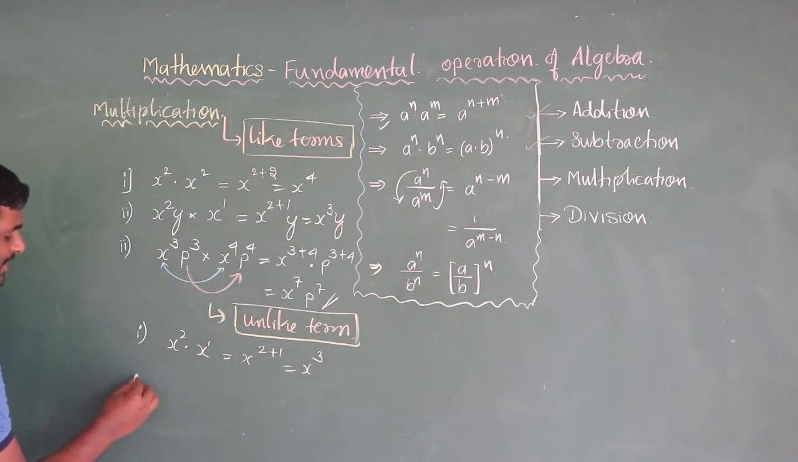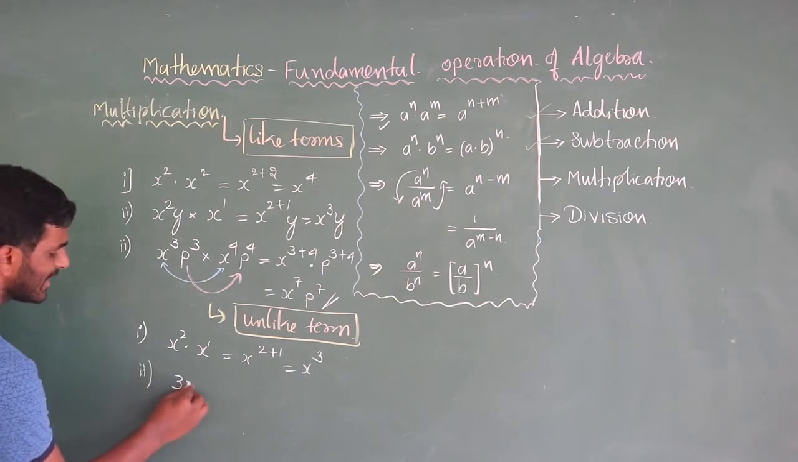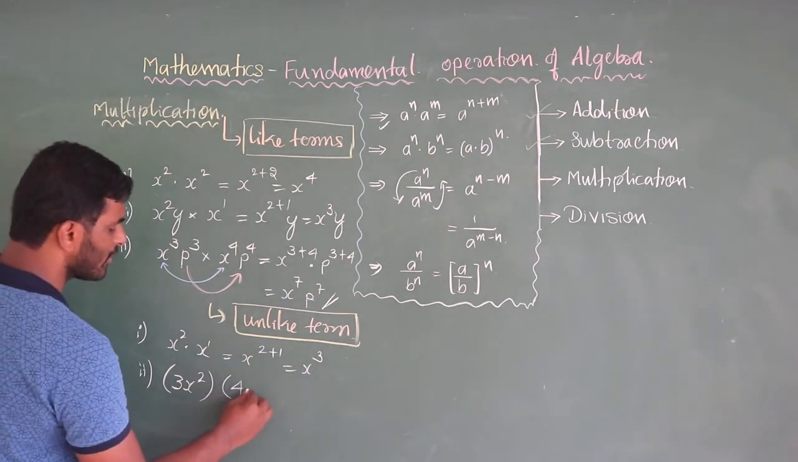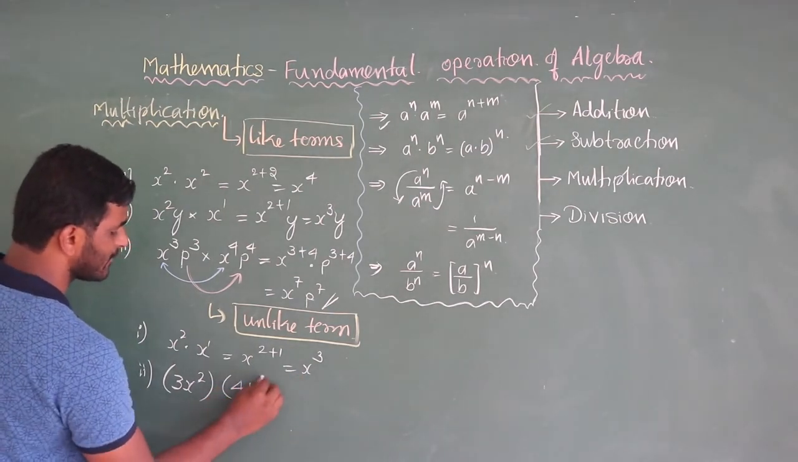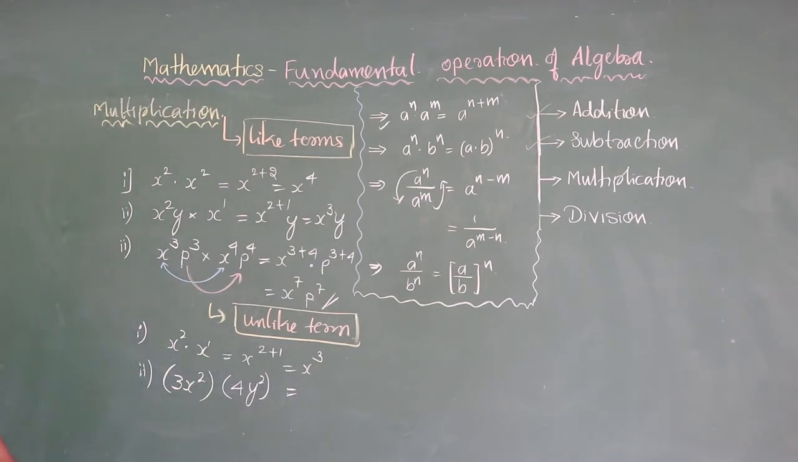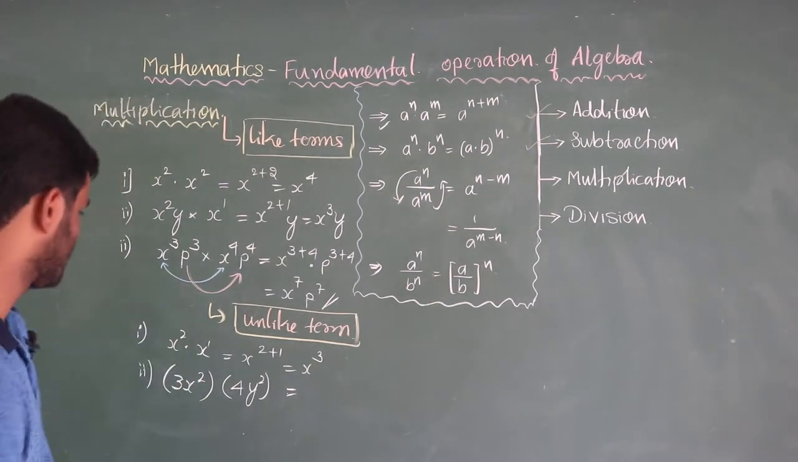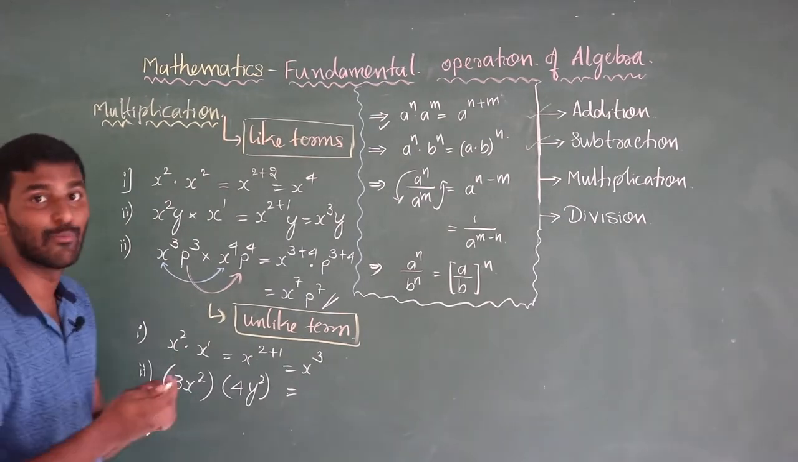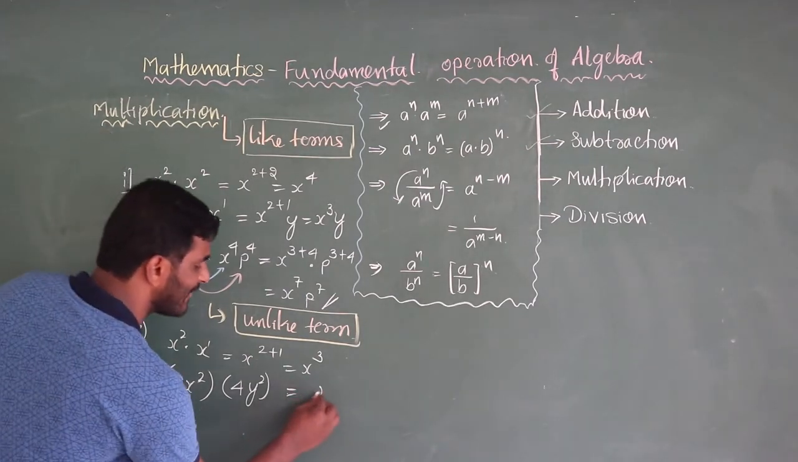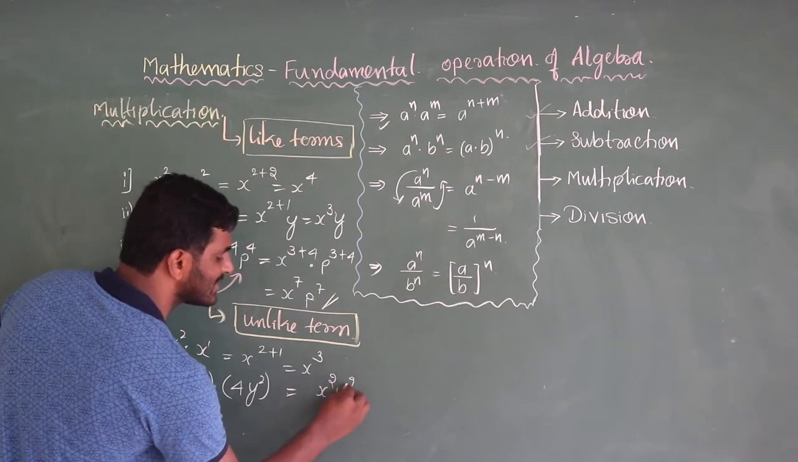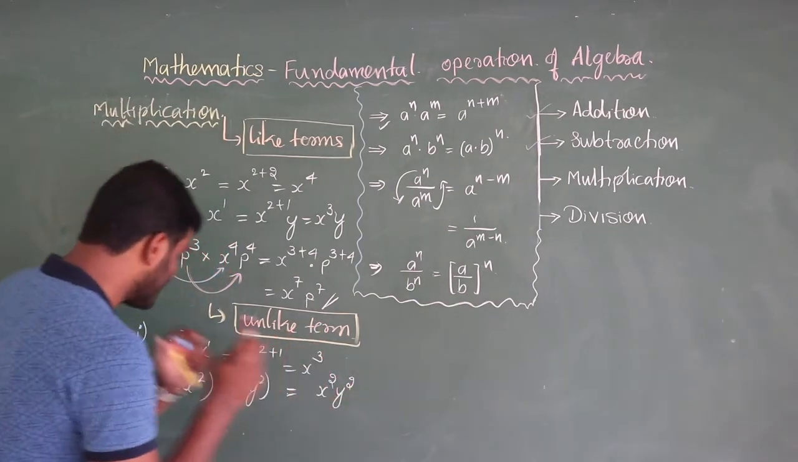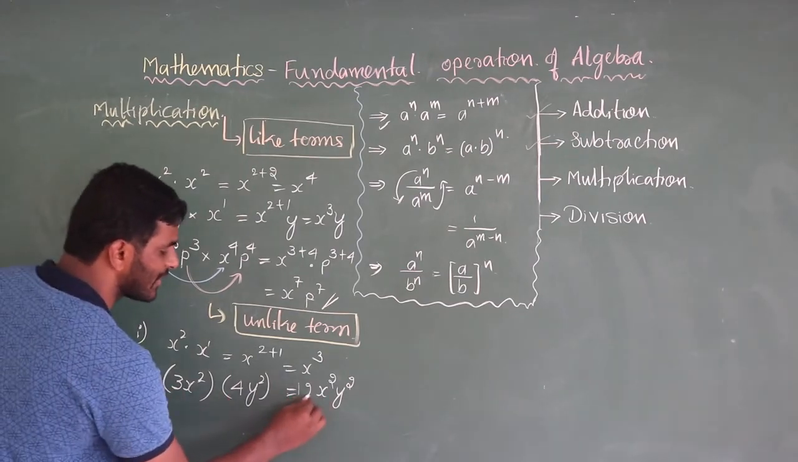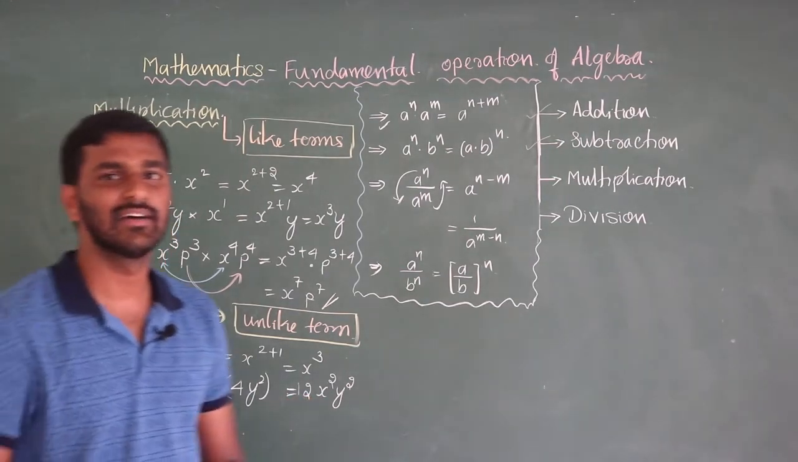Let us take an example with numbers. So there is 3x square into 4y square. How do you multiply these two terms? In this case, we can't multiply the x and y variables. So write down the x square and y square variables as they are, because they are different variables. But we need to multiply the constants. So 3 into 4, that is 12. So 12x square into y square is the answer.